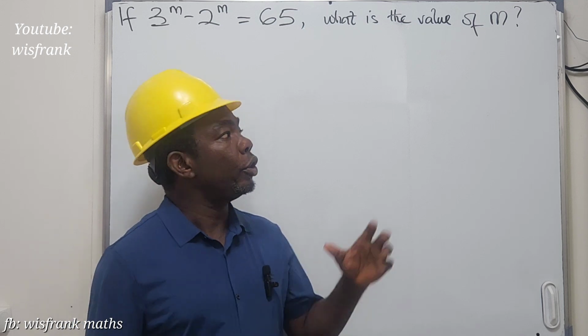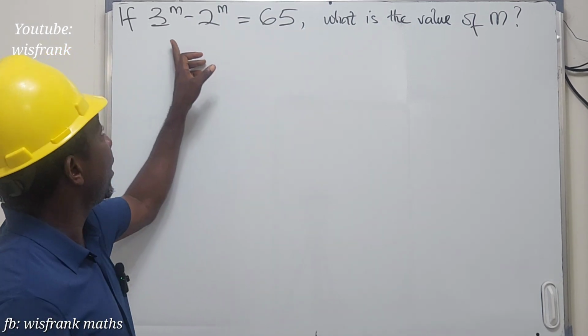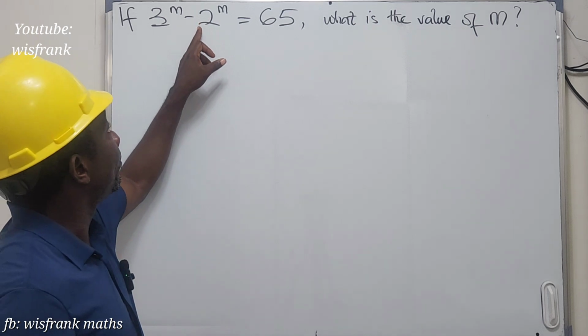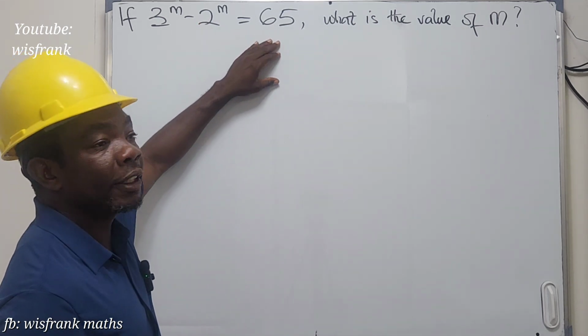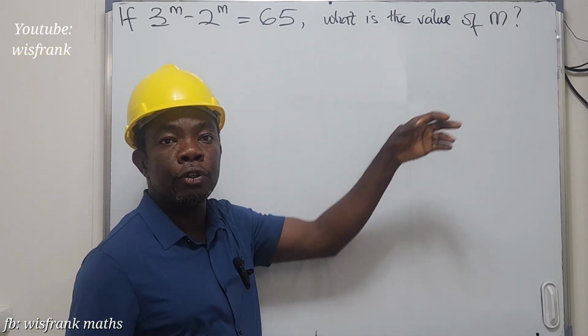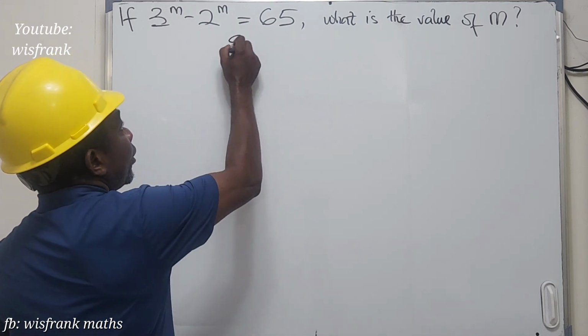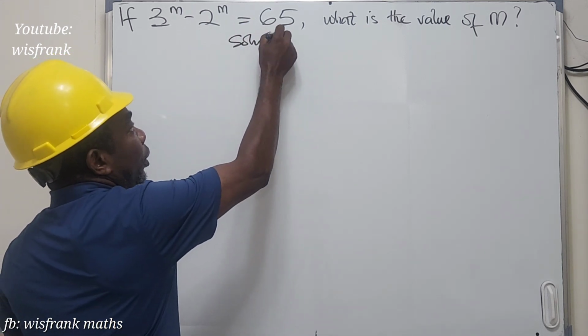For more interesting topics. Today we are looking at this question and it says, if 3 to the power of m minus 2 to the power of m equals 65, what is the value of m? So in this case, we are going to solve for the value of m in this equation.